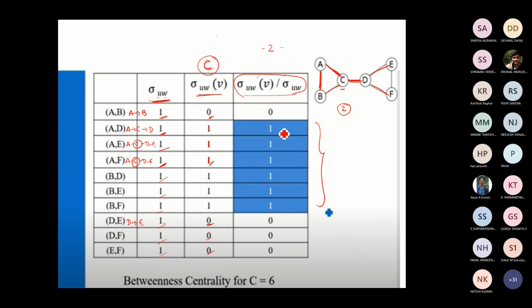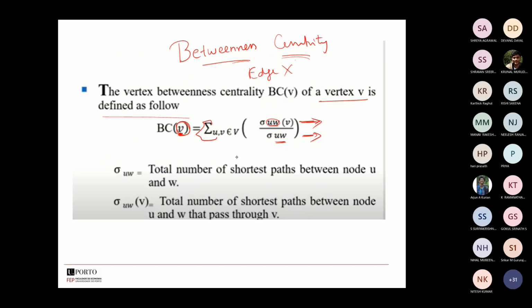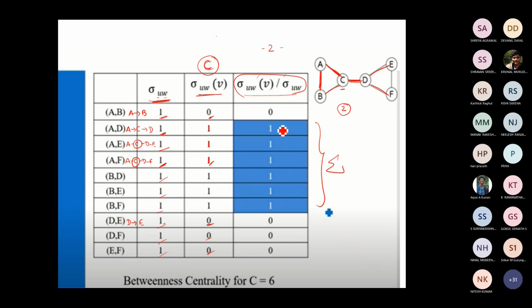Okay, and what is the formula actually? Sum of all the values. So what we have to do is sum up all the values: 1, 2, 3, 4, 5, 6. So 6 is going to be the betweenness centrality of C. Okay, so in this way you have to compute for every node and find out which 2 adjacent nodes are having the maximum betweenness centrality.